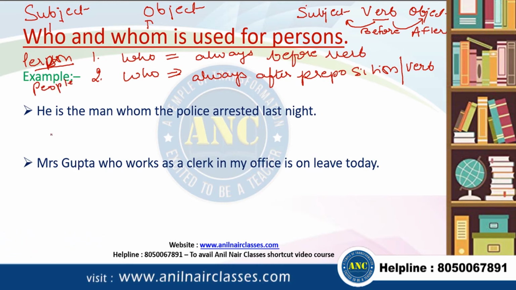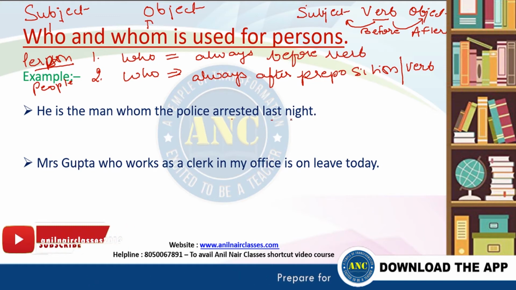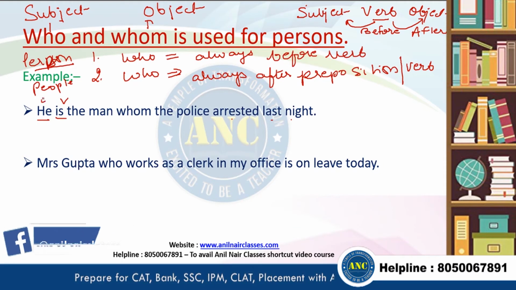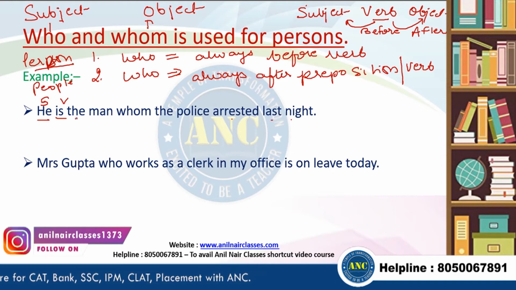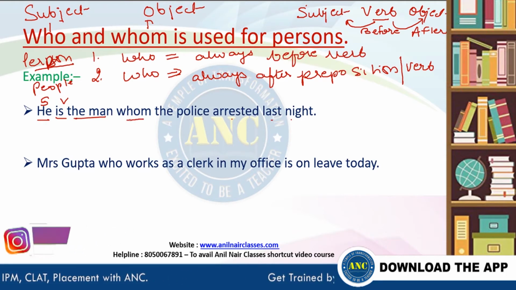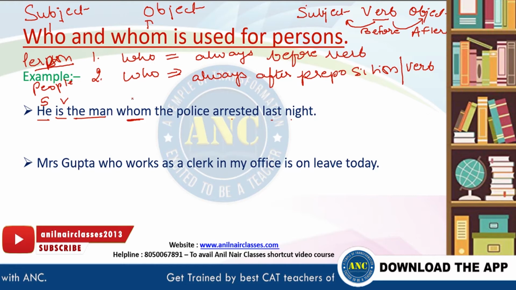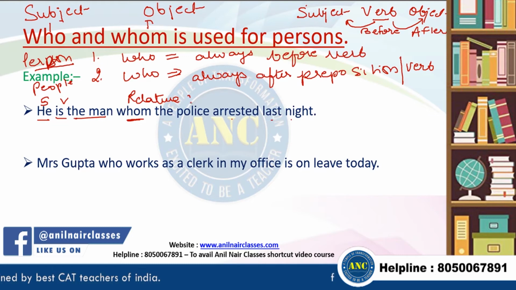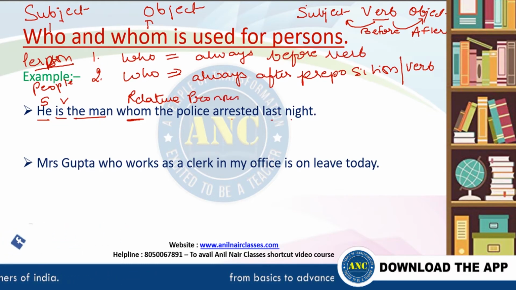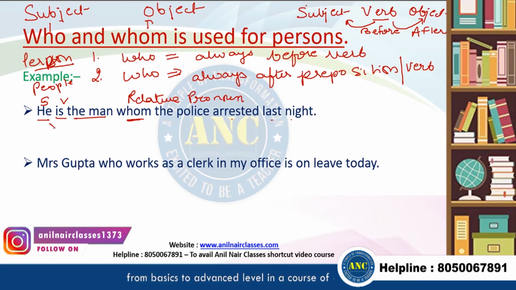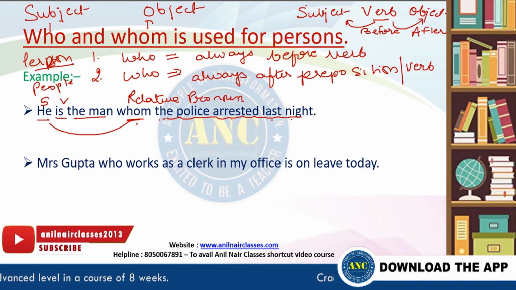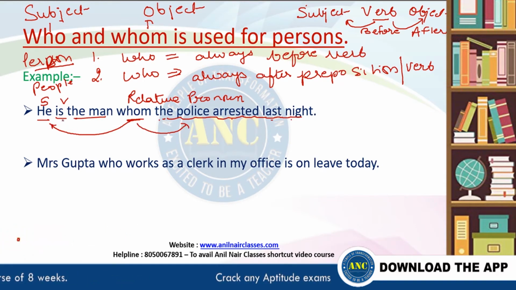Now let's see the examples. He is the man whom the police arrested last night. So arrested is the verb. Who is the man? He. He is the man. The man whom. Whom is placed where? It is placed after the verb. And here it is acting as the relative pronoun. It is showing me the relationship between the man and the police, the act of getting arrested by the police. Showing this connectivity.